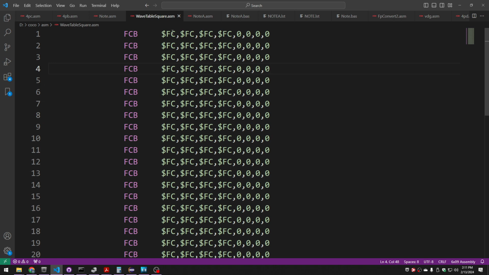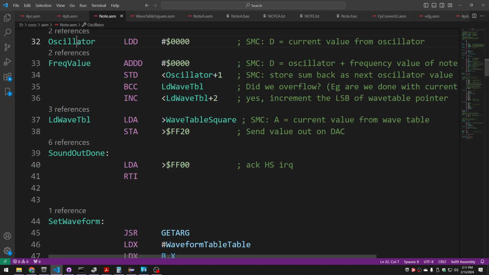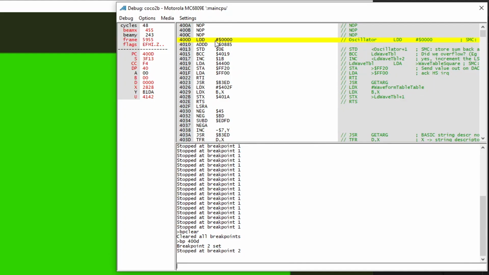So for example, if we're doing a square wave, it would look like this. Highs, then lows, highs, then lows, on and on. To get a feel for what this oscillator is all about, let's watch it in action. I set a breakpoint at the very beginning of the horizontal sync interrupt handler. And here we're looking at the line that will load D with the value of the oscillator.